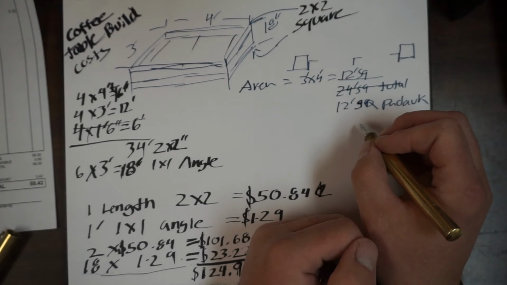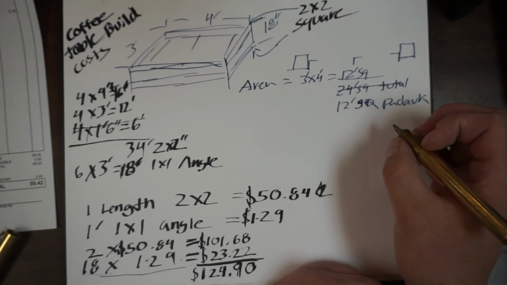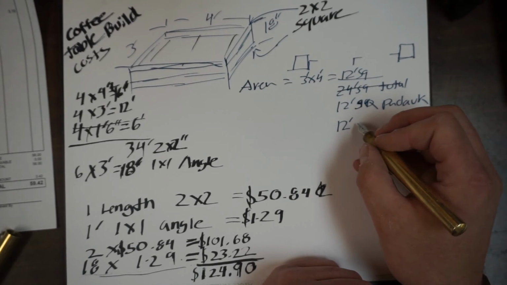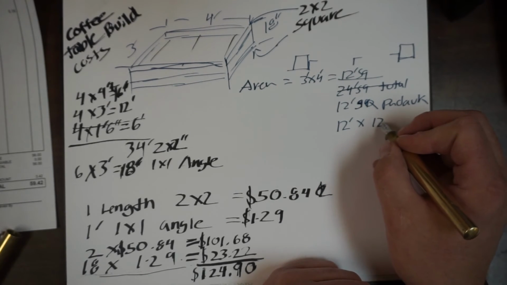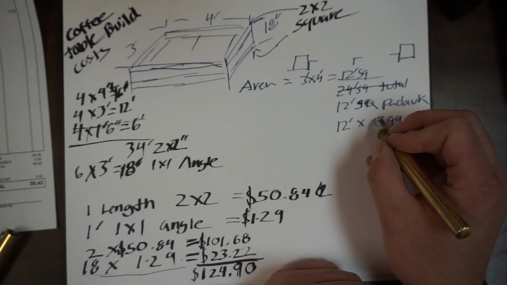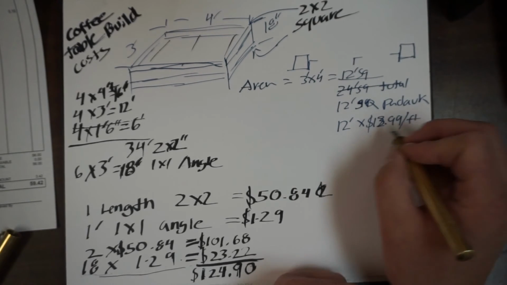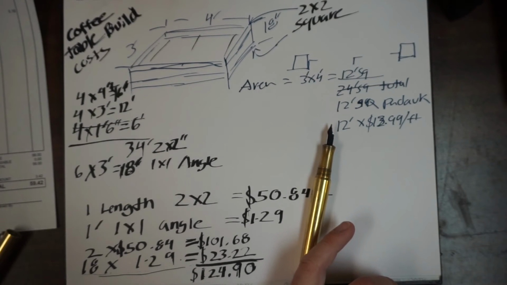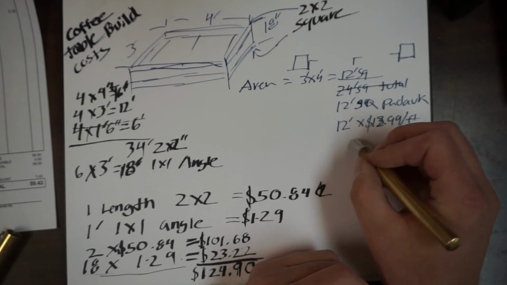All right. And since board feet is the area, we can multiply 12 feet times $13.99 per foot to get $156.